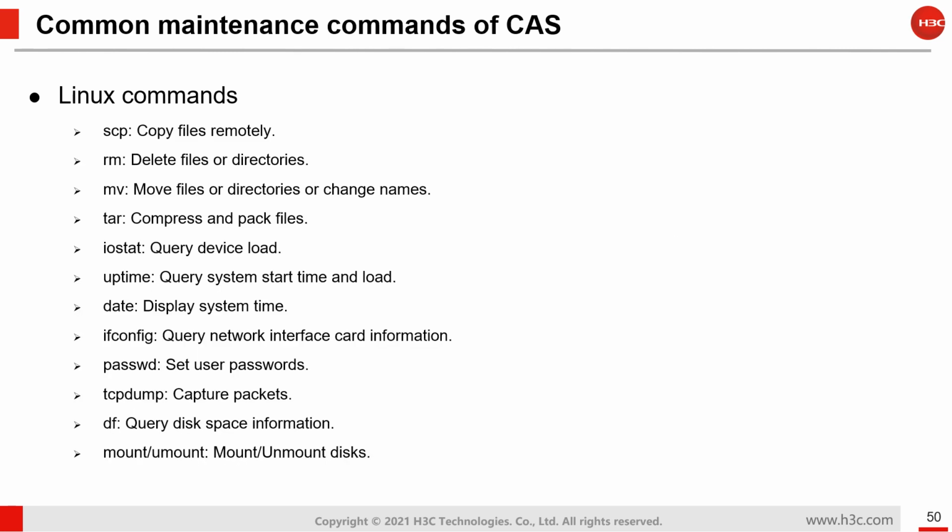Let's do a summary of Linux commands. scp means copy files remotely. rm means delete files or directories. mv means move files or directories or change names. tar compresses the packed files. iostat queries device load. uptime queries system start time and load.